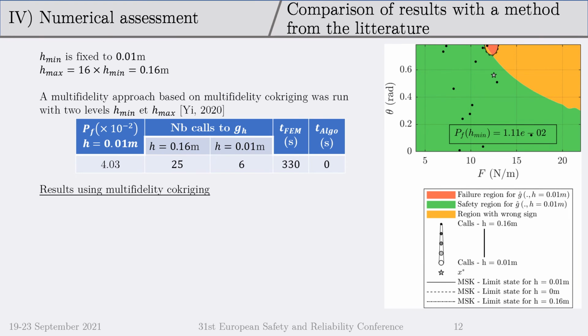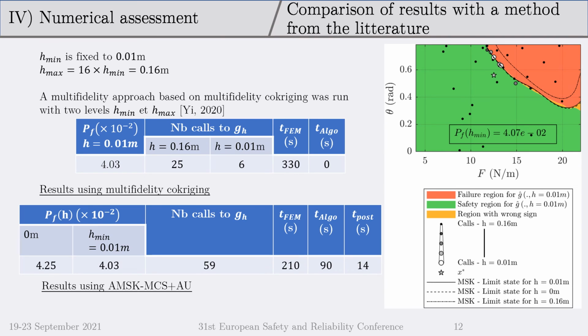On the right, I plotted the limit state with different mesh sizes and the call to the FEM code. You can see the results in the table here. What you can see is that the probability of failure at h equals 0.01 meter is similar with co-kriging and with our method. You can see as well that if you only consider TFEM and T-algorithm, the computational time is approximately the same between multi-fidelity co-kriging and our method. T-post represents the time spent computing the probability of failure at different mesh sizes.